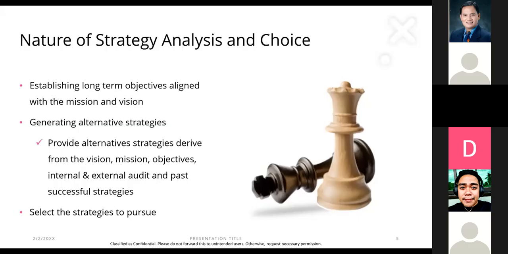These are important for our organization because the market keeps changing. In order for an organization to stay successful, it needs to keep changing its ways and building new strategies to counter new behaviors. Provide alternative strategies derived from the mission, vision, objectives, internal and external audit, and past successful strategies. Lastly, selecting the strategies to pursue. As I mentioned earlier, strategists never consider all feasible alternatives that could benefit the company because there are an infinite number of possible actions and ways to implement those actions or strategies. Therefore, management would just select the most attractive and beneficial to the company at the moment.